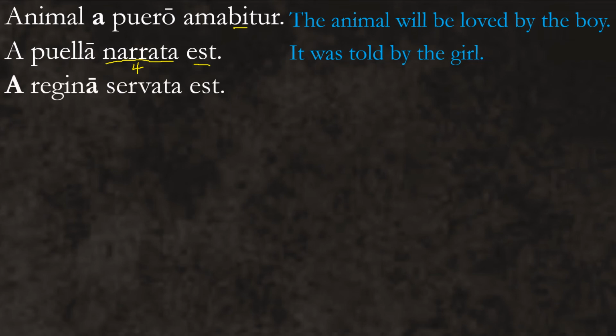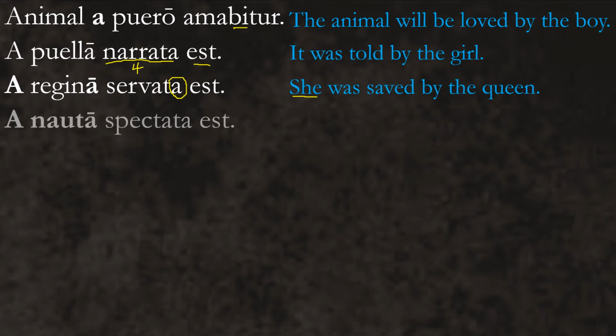A regina servata est. There's another two-parter, this time using servo. She was saved by the queen. And I put she here because there's an A, implying that whatever it was that was saved was probably feminine. It was probably a girl, rather, or a female. A nauta spectata est. She was looked at by the sailor.